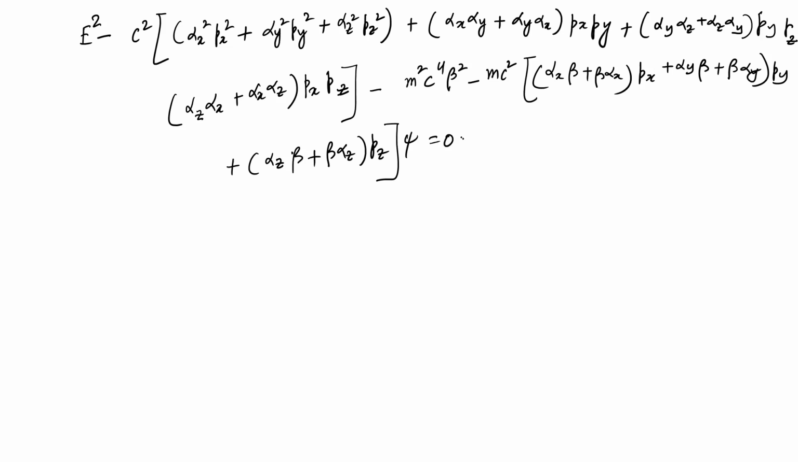Now, you compare it with E square equal to p square c square plus m square c to the fourth. You see that there is a p square term, which is p x square plus p y square plus p z square. So, all these cross terms will be 0, because there is no term that connects different components of p in this equation.